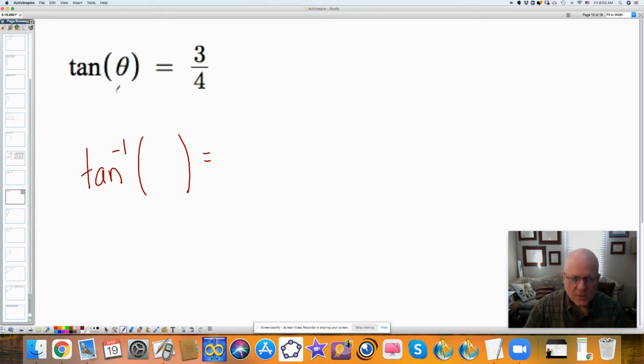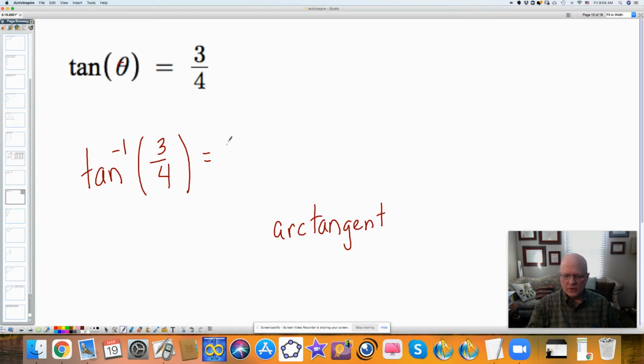Here we have the tangent of the degrees is equal to a ratio. To switch those, so that I can solve for the angle instead of solving for the ratio, I have the inverse tangent of the ratio, and we say arctangent, that's the way we would say this, is equal to the degrees, theta degrees. I can plug this into the calculator. Let's see, the inverse tangent of 3 over 4.